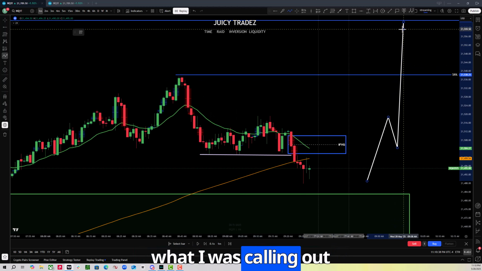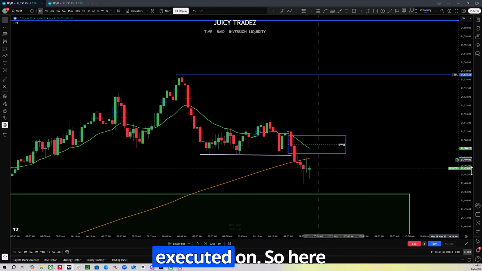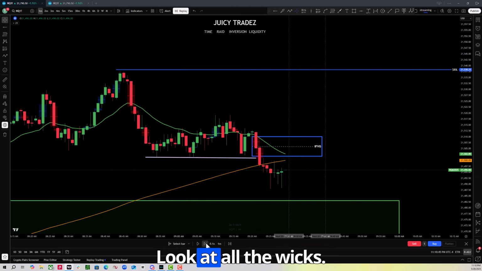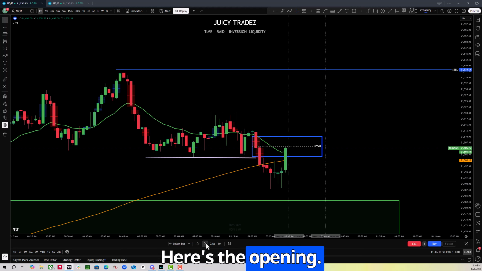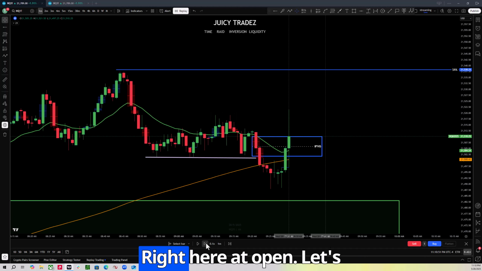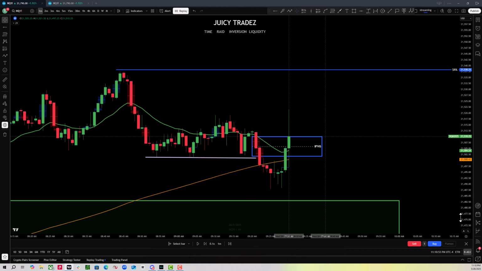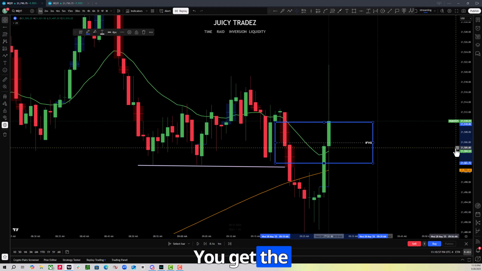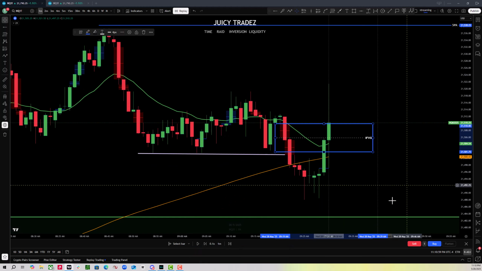This is what I was calling out today. This is what we executed on. So here comes the play. So price, look at all the wicks. Here's the opening right here at open. And let's clean this up here. You get the close above.